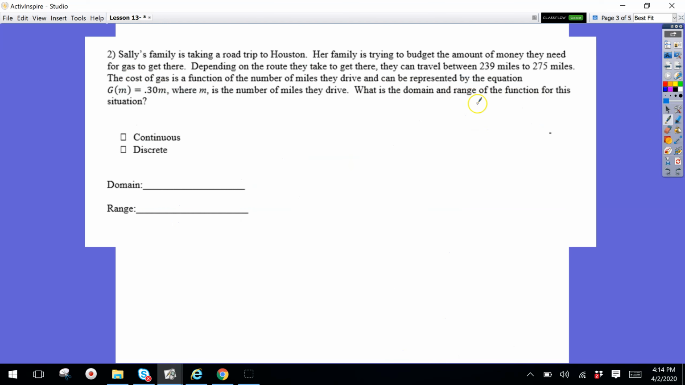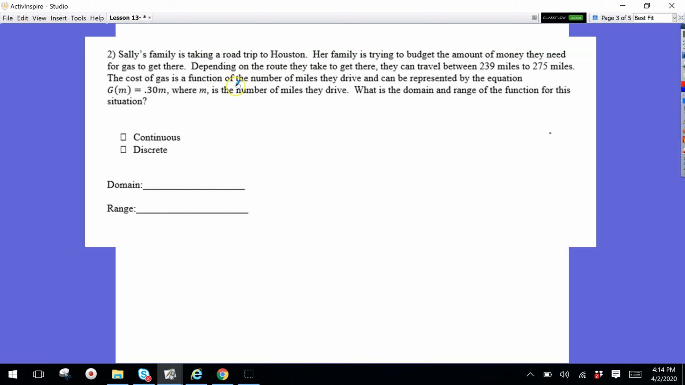Okay, now this next situation here, we're going to go ahead and do the same thing. We're going to read it, and then we're going to highlight our input and highlight our output and determine what type of situation it is. So Sally's family is taking a road trip to Houston. Her family is trying to budget the amount of money they need to have for gas there. Depending on the route they take there, they will travel 239 miles to 275 miles.